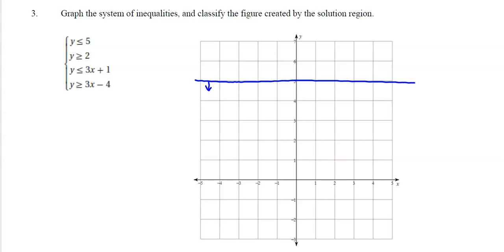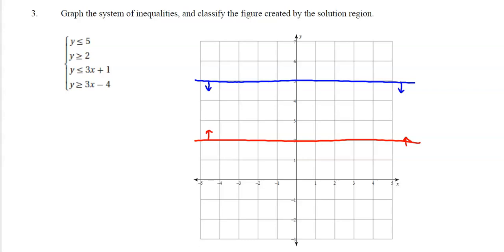So now we're coming down this way. y is greater than or equal to 2. So greater than or equal to 2. So that traps us up this way. Then we got a couple slanted lines, oblique lines in here.